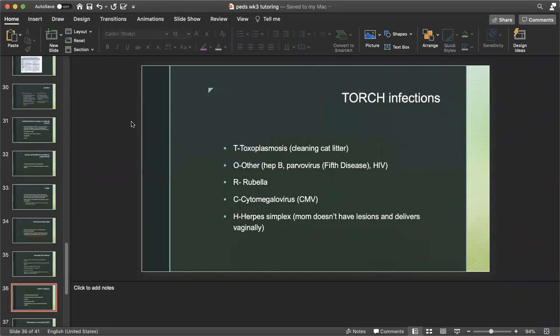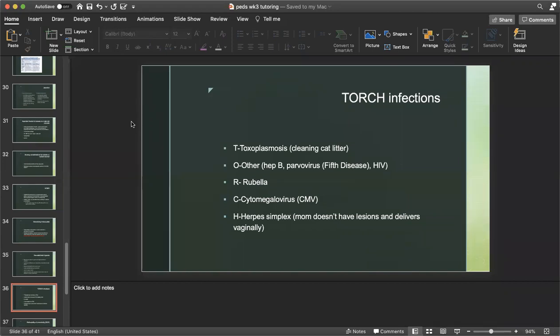So the TORCH infections, I'm pretty sure we all remember this from OB. These are the things we want to teach the mom not to do, because this could be bad for the newborn. T for toxoplasmosis: you want to teach the moms not to clean cat litter, have somebody else do it. O for other, so Hep B, parvovirus, fifth disease, HIV, chickenpox. Rubella for R. C, cytomegalovirus, CMV. And then herpes is H.